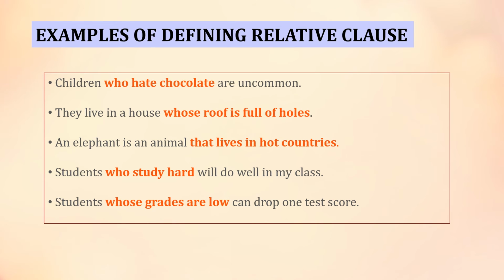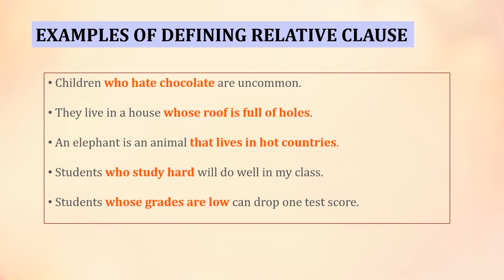Here are some more examples of defining clauses. Children who hate chocolates are unknown. Here who hate chocolates is a relative clause. Who is the relative pronoun. They live in a house whose roof is full of holes. Whose is the relative pronoun and roof is full of holes is the relative clause. An elephant is an animal that lives in hot countries. That is the relative pronoun and lives in hot countries is a relative clause.